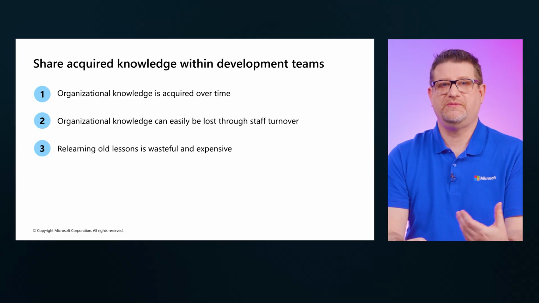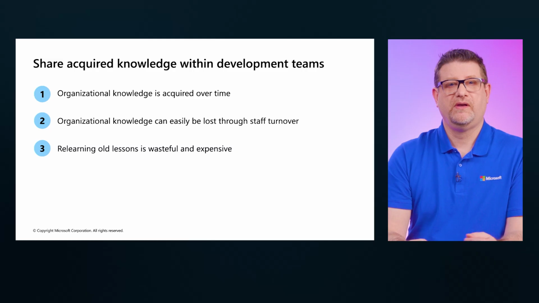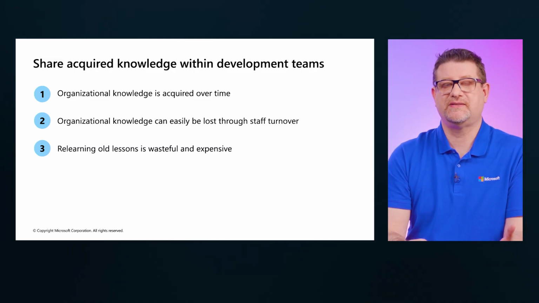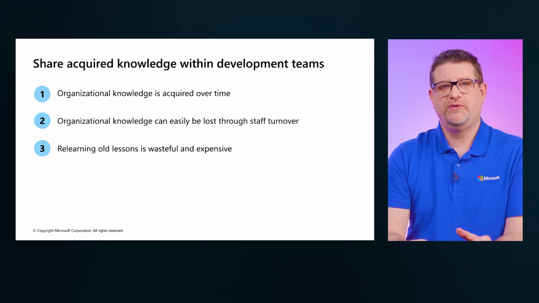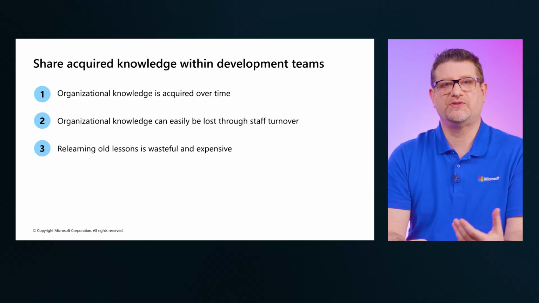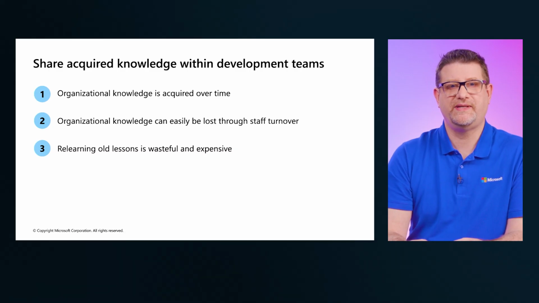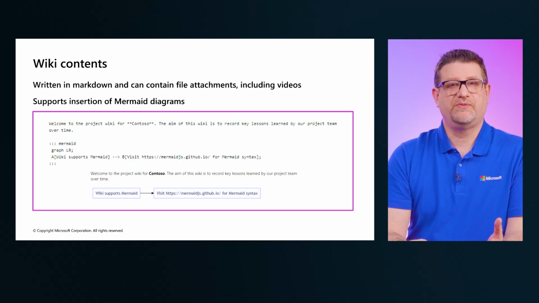Organizational knowledge is one of our team's most valuable assets, but it's easy to overlook how quickly it can slip away. Over time, teams build up a wealth of insights, best practices, and lessons learned. Yet when someone leaves or changes roles, that hard-earned wisdom can vanish with them. The real cost isn't just losing information, it's the time and resources wasted when teams must relearn lessons or repeat past mistakes. So let's talk about Azure DevOps project wikis.